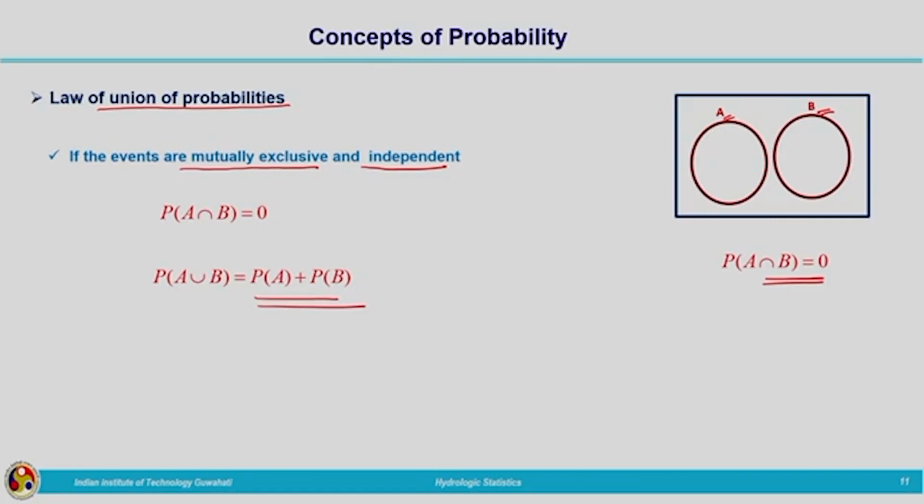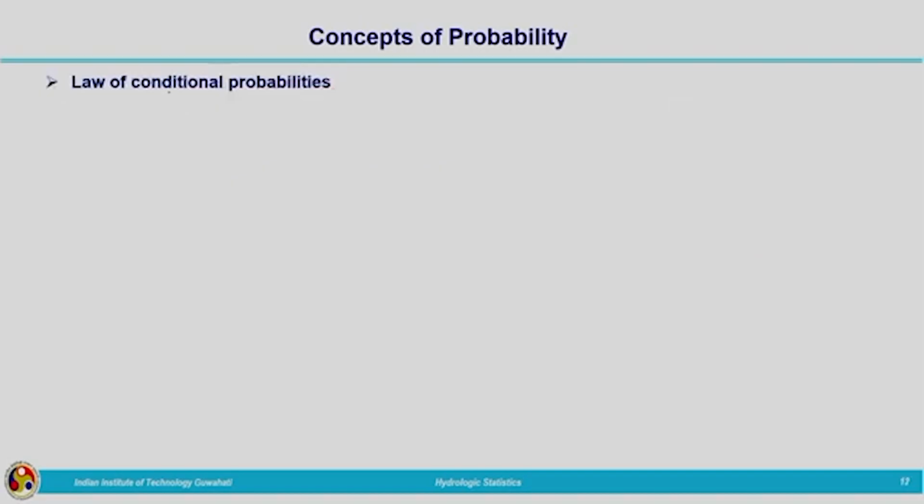In the case of two events, P of A or B is given by PA plus PB minus P of A intersection B. In the case of mutually exclusive independent events, probability of A intersection B is 0. So, we can write P of A or B as PA plus PB because P of A intersection B is 0. Now, next law is related to law of conditional probability.